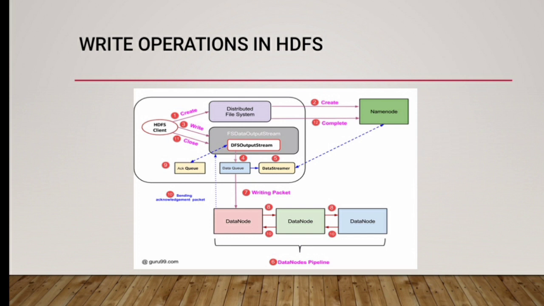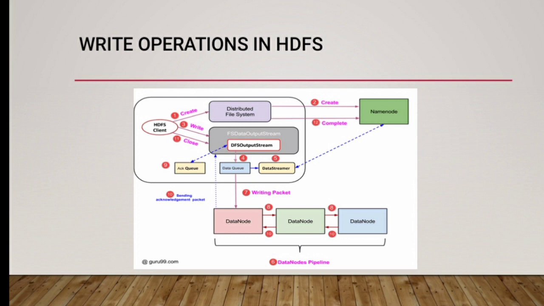the client has the correct permission to create a file. If a file already exists or the client does not have sufficient permission to create a new file, then an IO exception is thrown to the client. Otherwise, the operation succeeds and a new record for the file is created by the name node. Once a new record in the name node is created, an object of type FS data output stream is returned to the client. A client uses it to write the data in the HDFS.